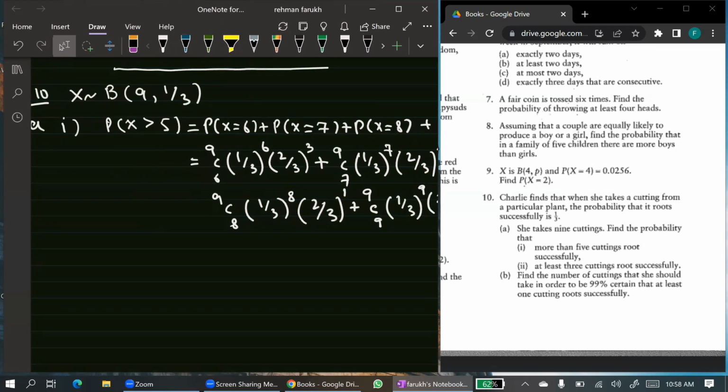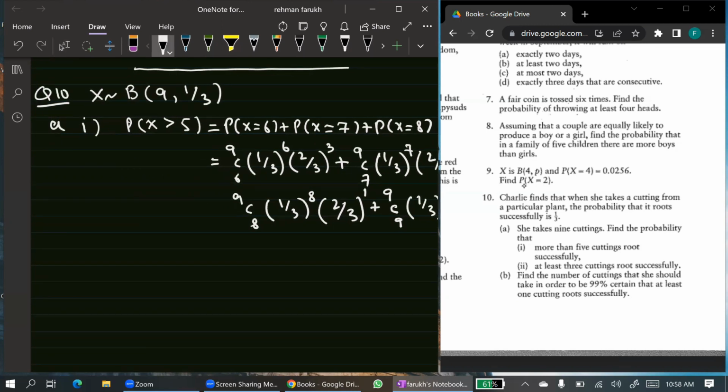Now part number 2 is at least one cutting roots successfully. At least one means we want to find the probability of x is greater than or equal to 1. The total number of outcomes are 0, 1, 2, 3 up to 9. The x greater than or equal to 1 covers 1 till 9. There is only one outcome which is not included, that is x is equal to 0. We will subtract the probability of x is equal to 0 from 1 to get the probability of x is equal to 1 plus 2 plus 3 plus 4 and so on up to 9.